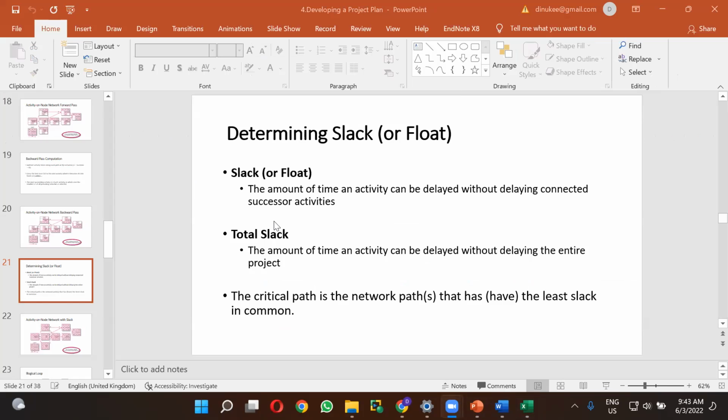Right. So slack is the amount of time an activity can be delayed without delaying connected successor activities. So without delaying successor activities, please give me a minute.